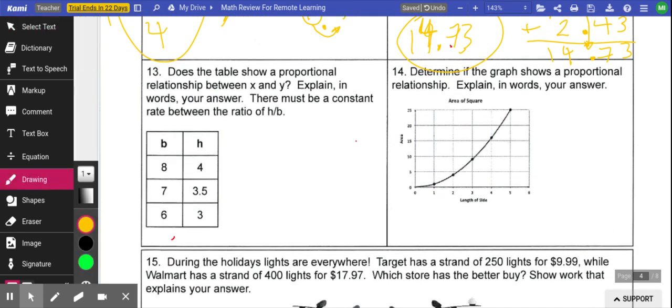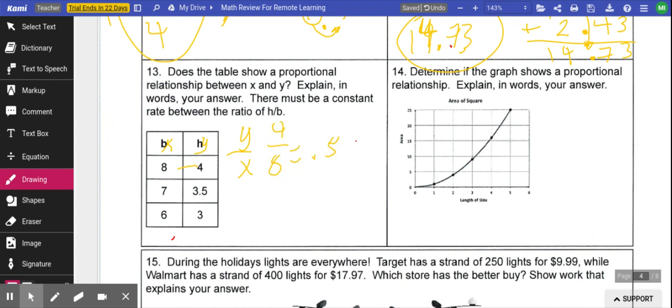Okay. Does this table show a proportional relationship between x and y? Explain in words your answer. There must be a constant rate between the ratio of h and b. So go ahead and try on your own. Okay, guys, remember the first box is always x, and the second one's always y. So we've been doing this a lot now. Y over x. So 4 over 8 equals 0.5. 3.5 over 7 equals 0.5.